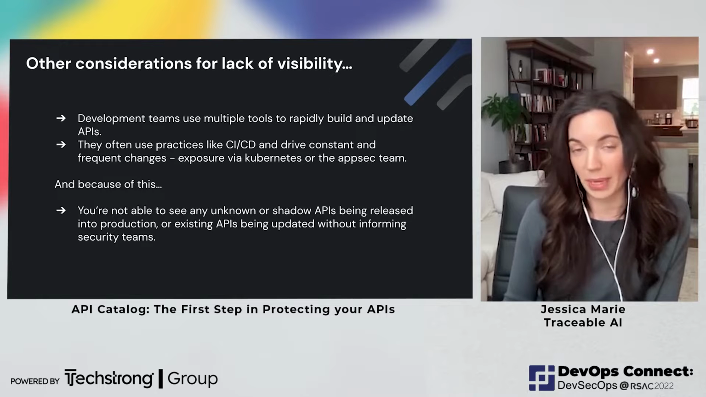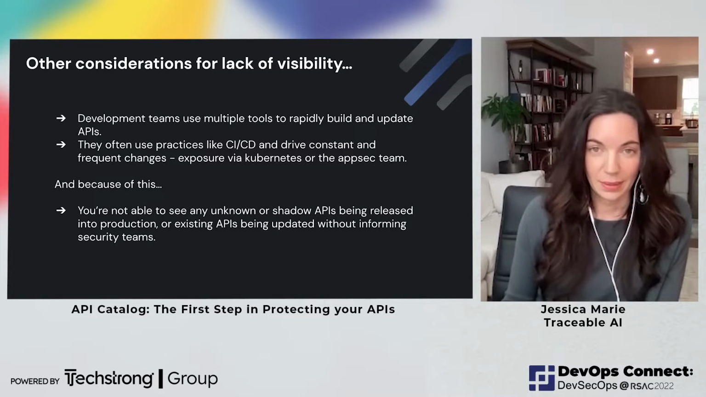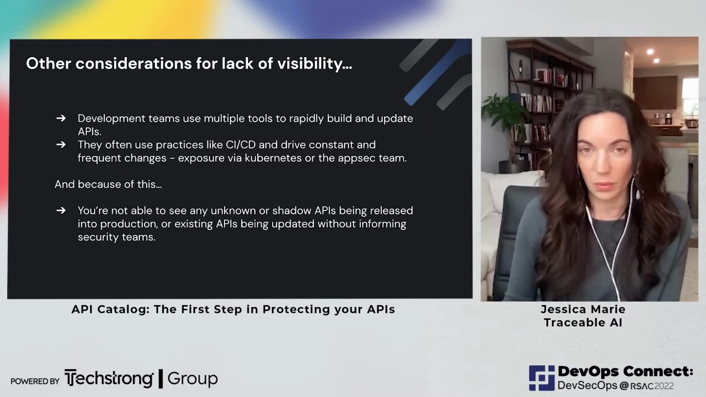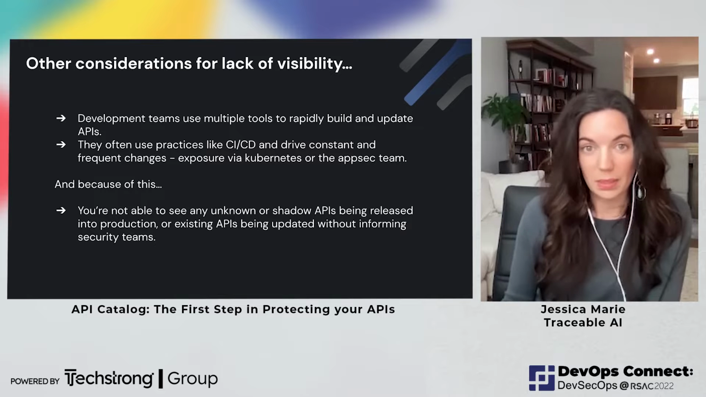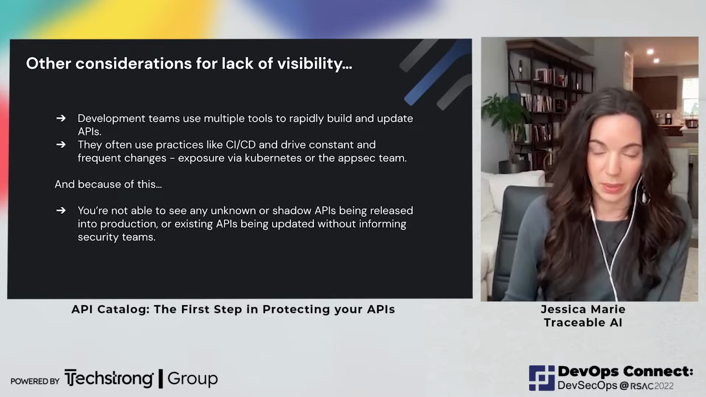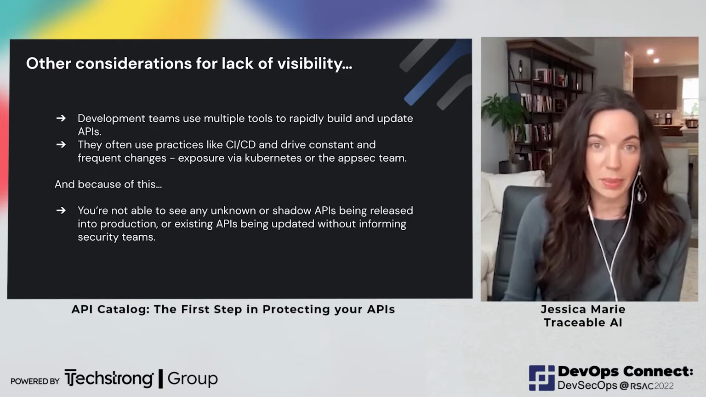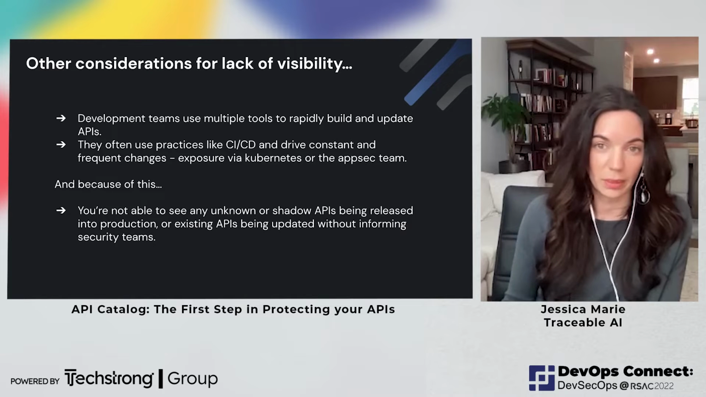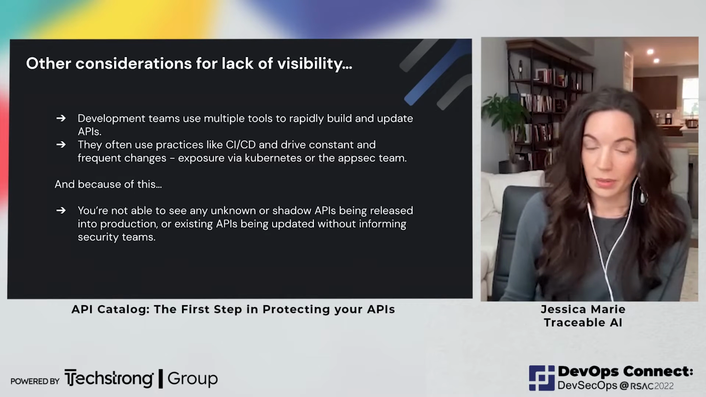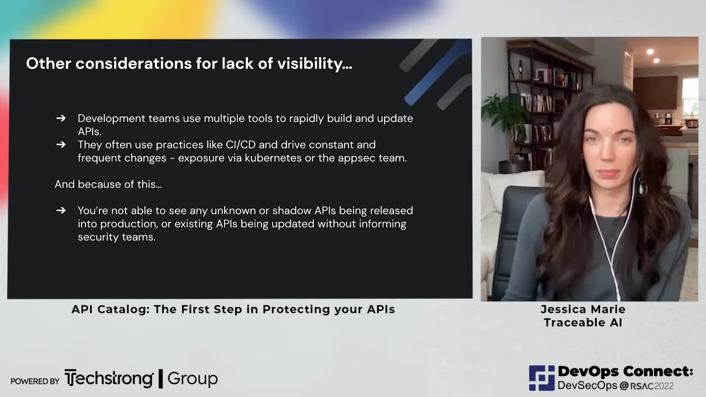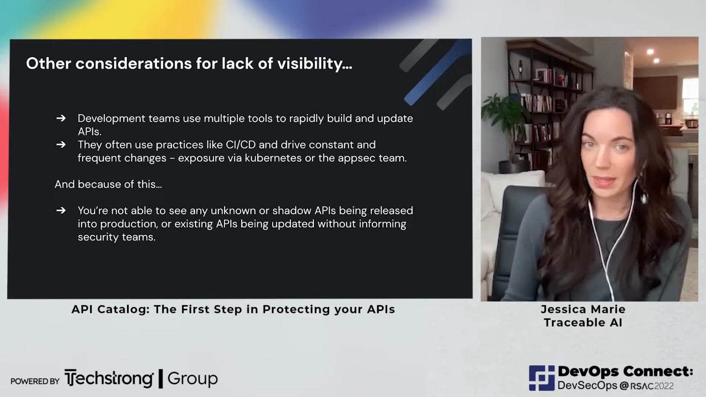They often use practices like CI/CD and drive constant and frequent changes. This could be exposure via Kubernetes or the AppSec team. And because of this, we're not always able to see any unknown or shadow APIs being released to production or existing APIs being updated without informing the security teams. Those frequent updates to APIs can result in usually versioning and documentation issues.